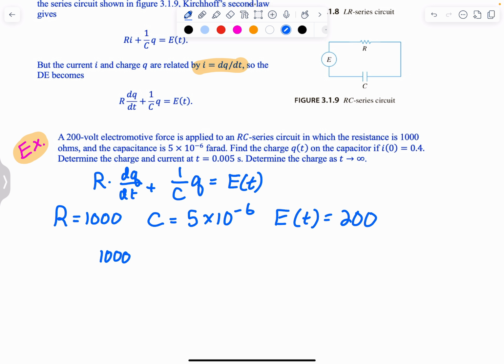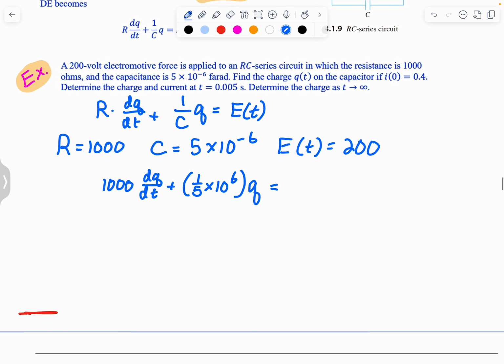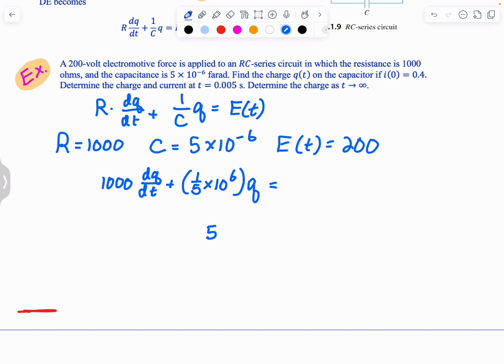So I'm just going to plug this in. It becomes 1,000 dq dt plus, and then we have to be really careful with this: it's 10 to the 6. It's dividing, but I'm going to leave that 1/5 like that. The mistake I made when I first worked this was I put 5 times 10 to the 6, but that 1/5 is not connected to the multiplication. Really, 5 times 10 to the negative 6 gives 1 over 5 times 10 to the negative 6. So you have to think about what the negative does. You can see how it's still that 1/5, but times 10 to the 6.